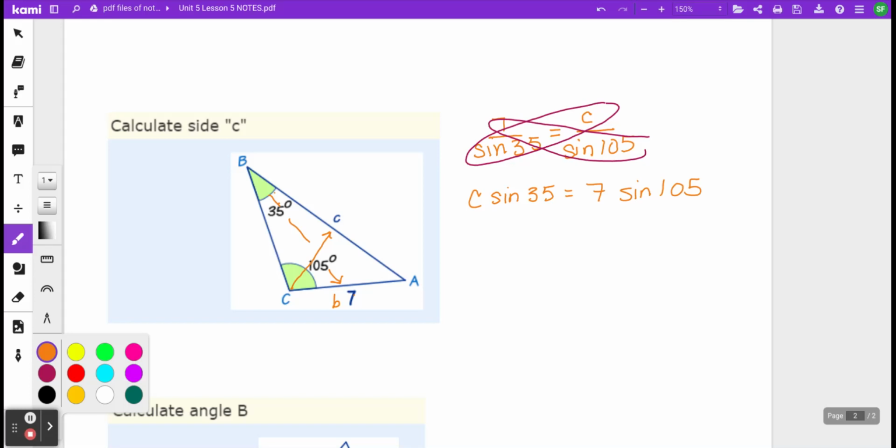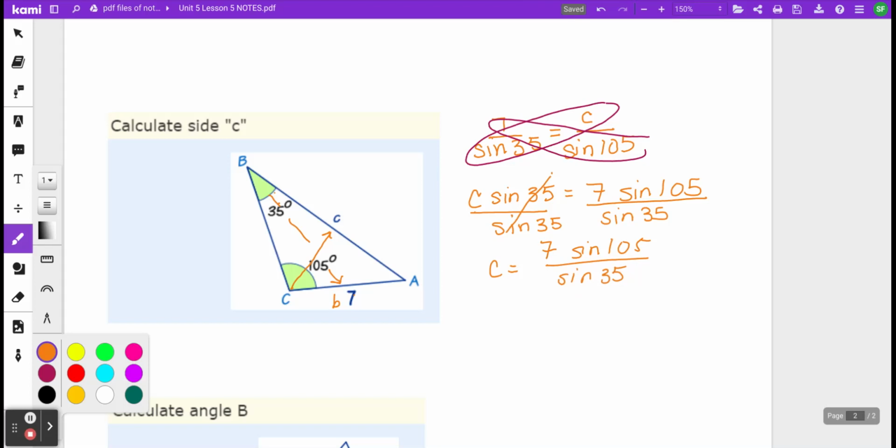And then what we're going to do is we want to get the C by itself. So I'm going to do one more step before I even bring out my calculator. Since sine 35 degrees and C are being multiplied, I'm going to divide both sides by sine 35. And that will cross off. That just becomes a 1. So C equals 7 sine 105 over sine 35. And I would definitely put this into your calculator.